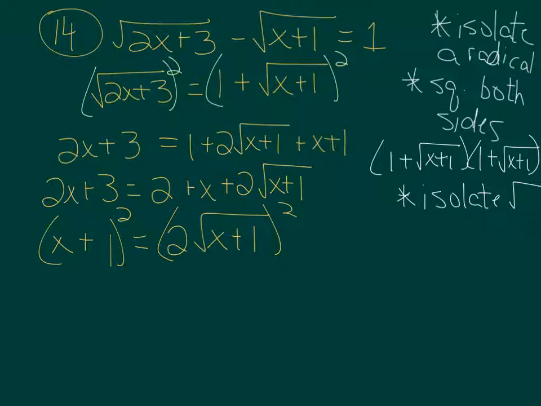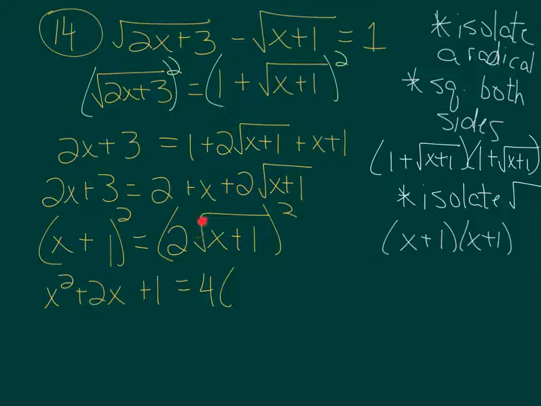So x plus 1 squared, remember, is x plus 1 times x plus 1. So x times x is x squared. 1x plus 1x is 2x. And 1 times 1 is 1. Then over here I've got 2 squared, which is 4. And then the square root of x plus 1 times the square root of x plus 1 is x plus 1.